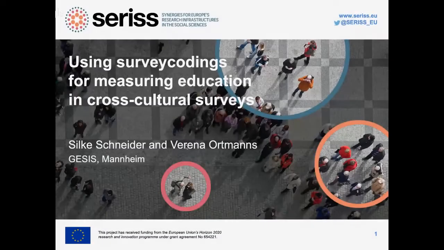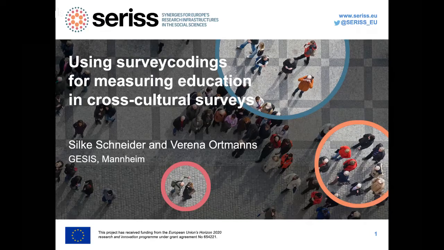Hi everybody. This will show you the use of survey codings for measuring education in cross-cultural surveys, work that has been done in the framework of the EU project Synergies for Europe's Research Infrastructures in the Social Sciences. My name is Silke Schneider. In this talk, I will show you how to use survey codings for measuring education in surveys, and it's most useful for cross-cultural surveys. This is work resulting from a project that I worked on with Verena Ottmans for several years, but also Jessica Herzing, now at Force in Lausanne, and Roberto Briceno-Rosas in a different project at GACES now.